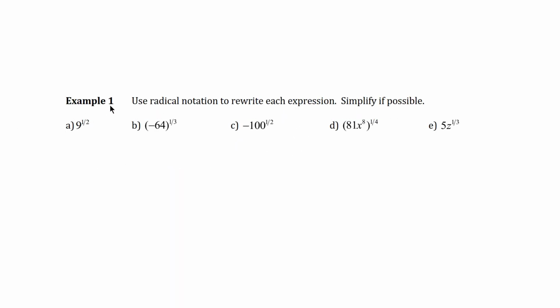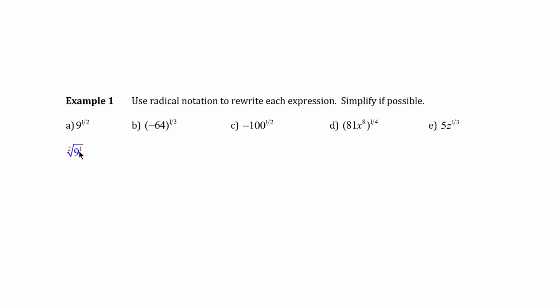For example number 1, use radical notation to rewrite each expression. Simplify if possible. For part A, we have 9 to the 1/2 power. To convert this into radical notation, we start with the radical and 9 on the inside. The index of the radical will be the same value as the denominator of our rational exponent, so we have a value of 2 for the index. The exponent on the 9 will be the same value as the numerator, which is 1. So we have the square root of 9 to the 1 power.